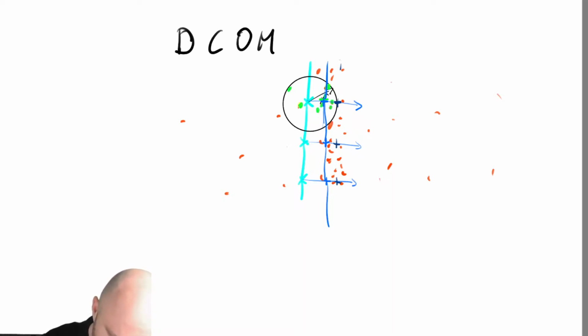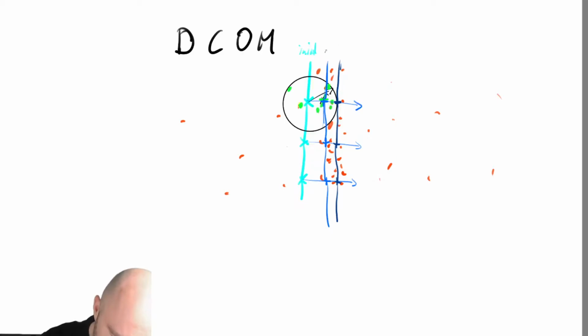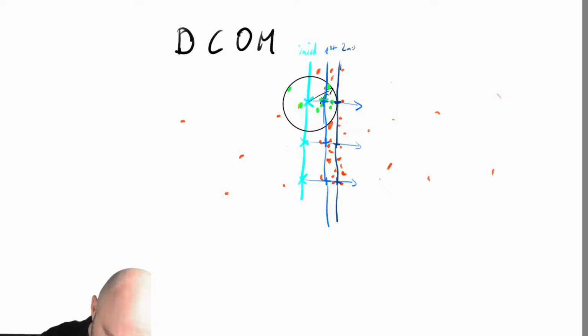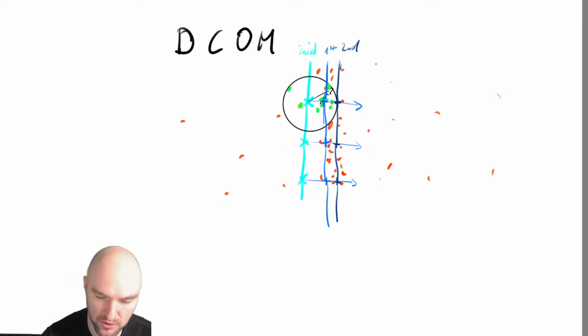So this will converge, especially if I have a good model. So this would be the first, and this would be the second decom step. Of course, if my initial model is already pretty good, then probably one step is going to be good enough.